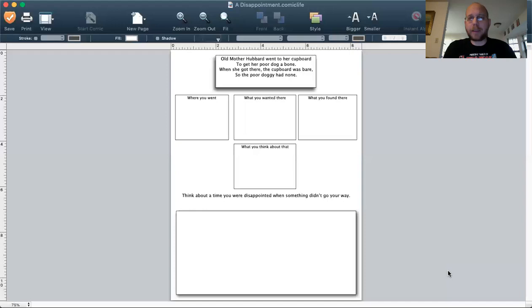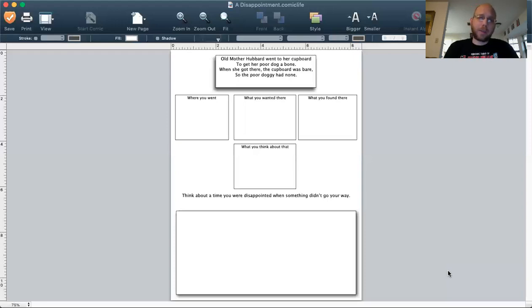Where you went. Well, where did Old Mother Hubbard go? That's right. She went to her cupboard. What you wanted there? You're right. She wanted to get her dog a bone. What you found there? When she got to the cupboard, what did she find? That's right. There wasn't anything in there. It was all bare. And what did you think about that?